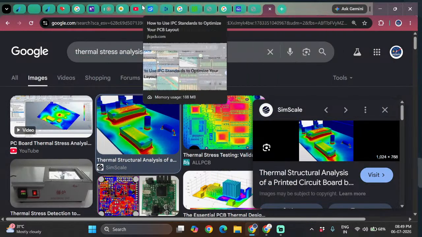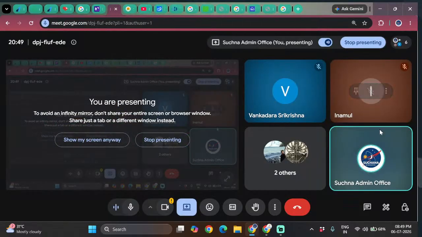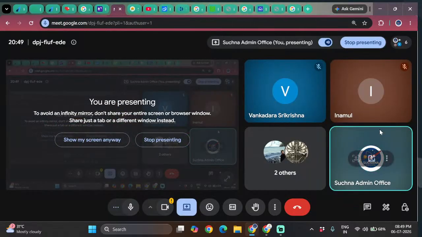We have separate advanced courses where we'll be discussing thermal stress analysis, and in detail many unrevealed IPC specifications that are followed industrially. So what we told you is just the basics, it's just the beginning of your journey.